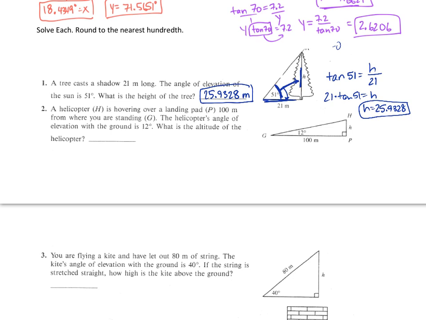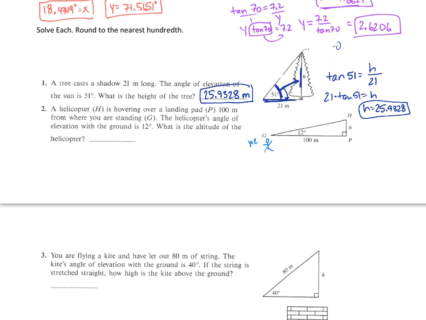Okay, moving on to the next question. This one is a helicopter. Let's take a look. A helicopter H is hovering over a landing pad P 100 meters from where you are standing. This is you. This is me. And the helicopter's angle of elevation with the ground is 12 degrees. What is the altitude? So again, we have to solve for the altitude here, which is the height.